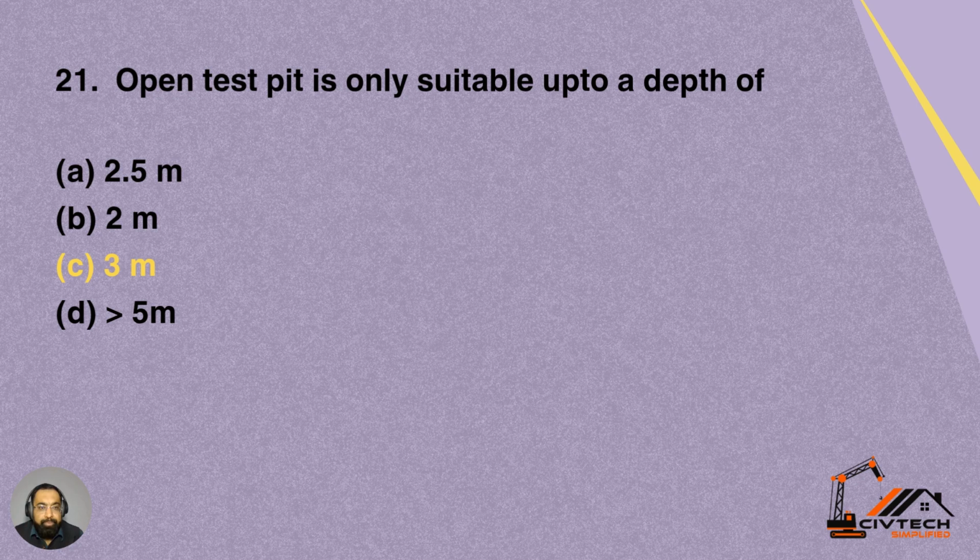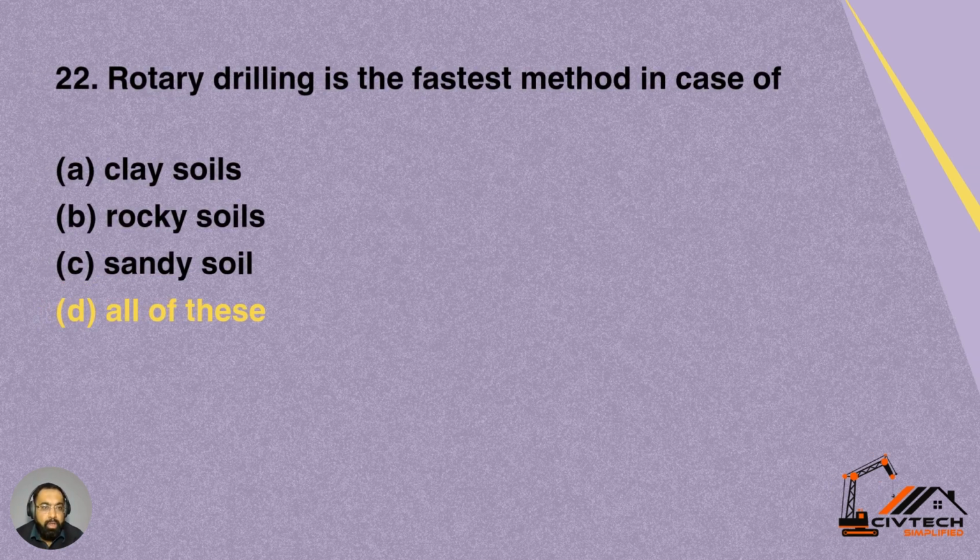Question 21. Open test pit is only suitable up to the depth of: A, 2.5 meter; B, 2 meter; C, 3 meter; D, greater than 5 meter. So open test pit is made up to the depth of 3 meter. Option C is correct for this question.